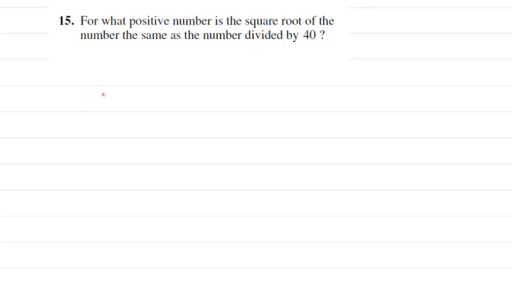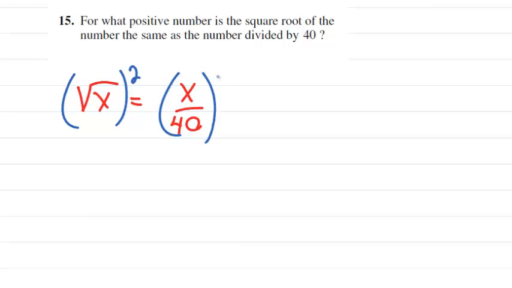If I call x my number, then the sentence is telling us that the square root of the number is equal to the number divided by 40. Now I can just solve this as a simple algebra problem. I can square both sides, and I have x equals x squared over 1600.